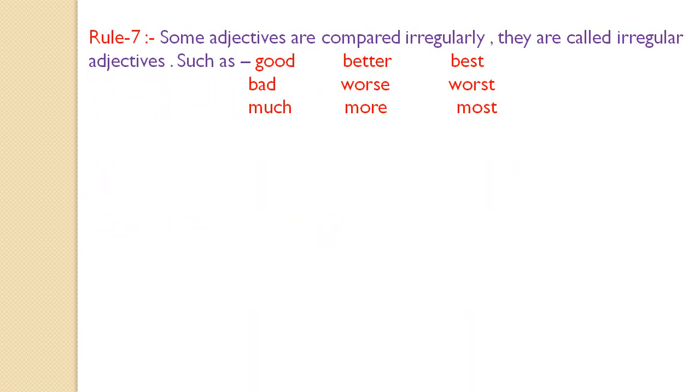In rule 7, some adjectives are compared irregularly. They are called irregular adjectives, such as good, better, best. If you see these words, they are not following any pattern. Good becomes better in the comparative degree and better becomes best in the superlative degree. In the same way, bad, worse, worst, much, more, most. So they are called irregular adjectives.